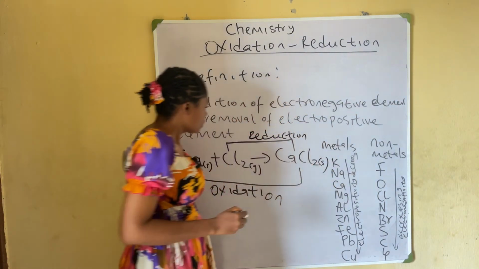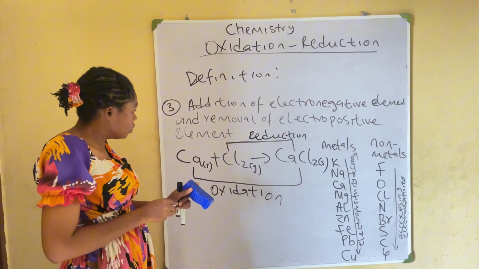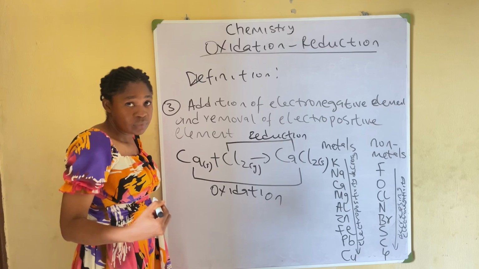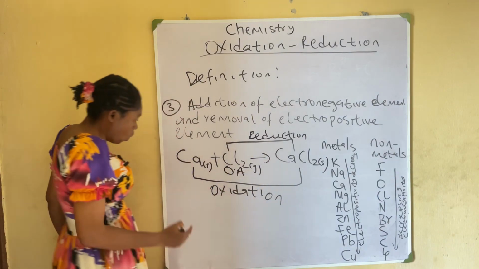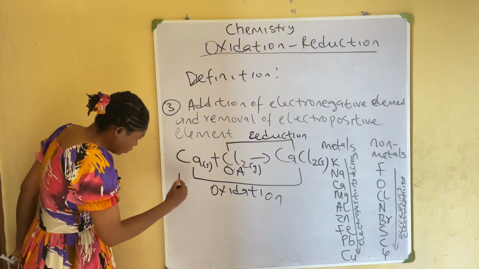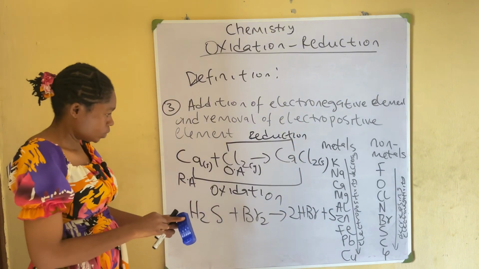So remember, the species or substance that leads to reduction is the oxidizing agent. The one that leads to oxidation is the reducing agent.